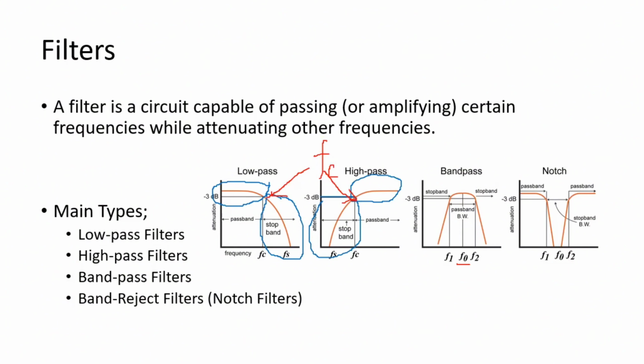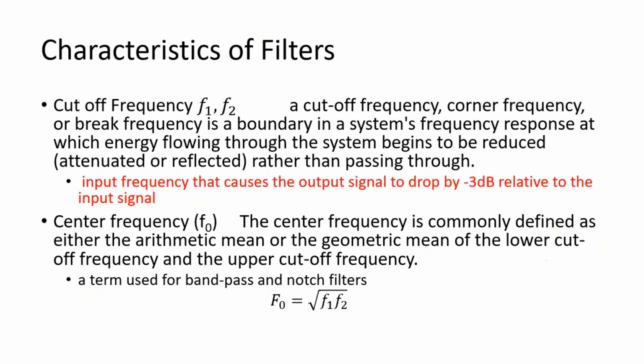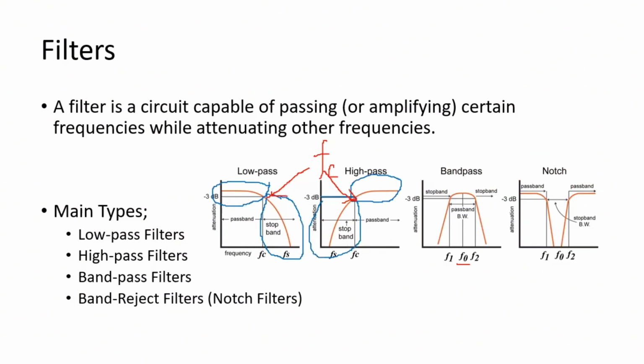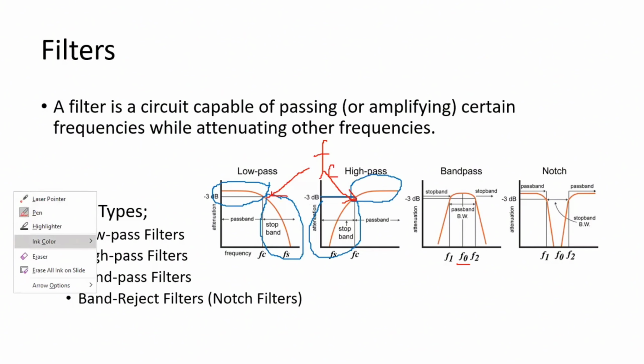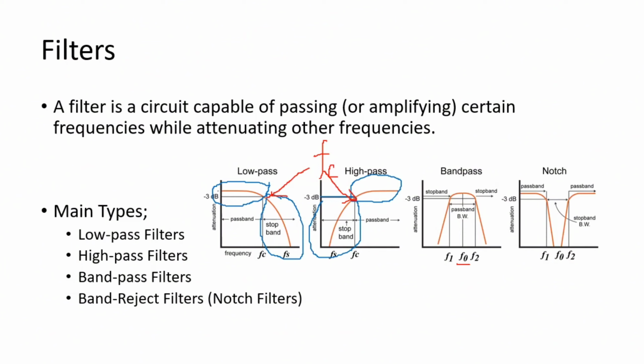So how do we determine the cutoff frequency? It is the input frequency that causes the output signal to drop by minus 3 dB relative to the input signal. Here you can see this is the input frequency. After a certain amount of time, the minus 3 dB drop is there.